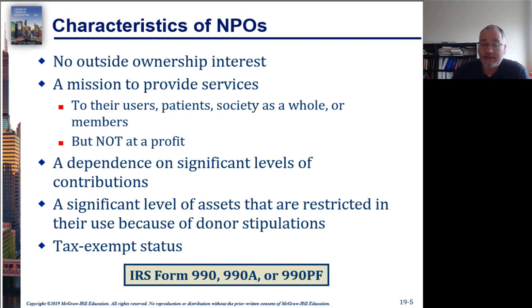And they usually depend on contributions. And they usually have some assets that are restricted. And the way restricted assets work is basically a donor donates money to the organization and says, I want you to use this money for, for example, scholarships. So the donor will say, I'll donate $100,000 for scholarships. And then that's called a restricted asset because the asset can only be used for one purpose. It's not like cash that's sitting in the bank that the organization can spend however they wish.